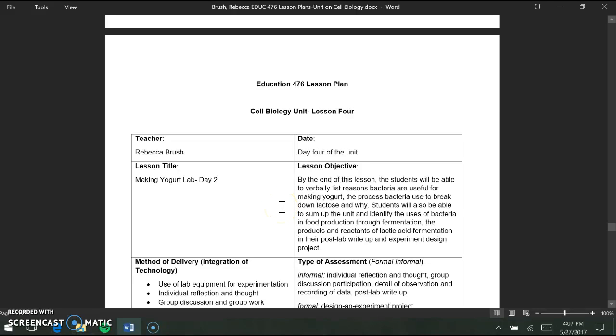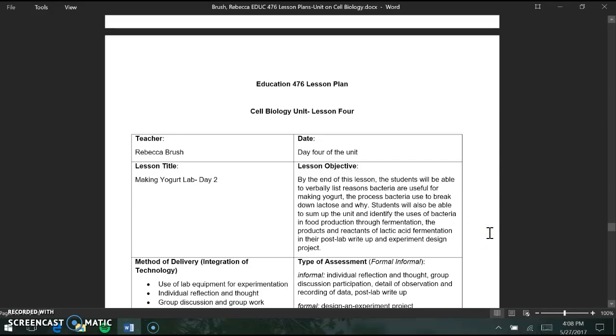Why did we do this? What were the uses of the bacteria when we did fermentation? What happened? What was the product and the reactant of the lactic acid? And the end of it, this is the one I really liked, was the experiment design.